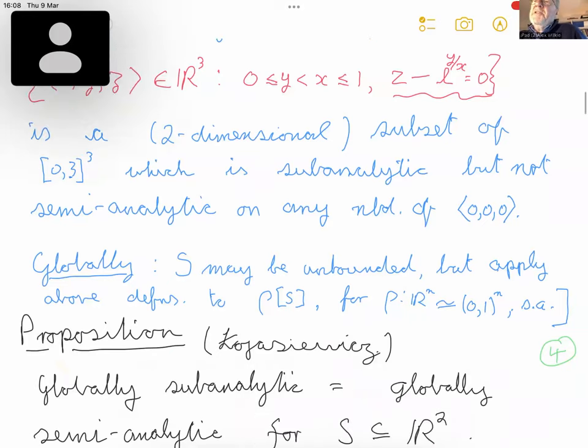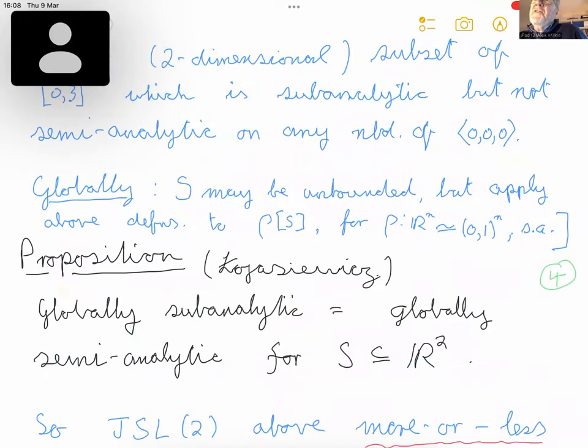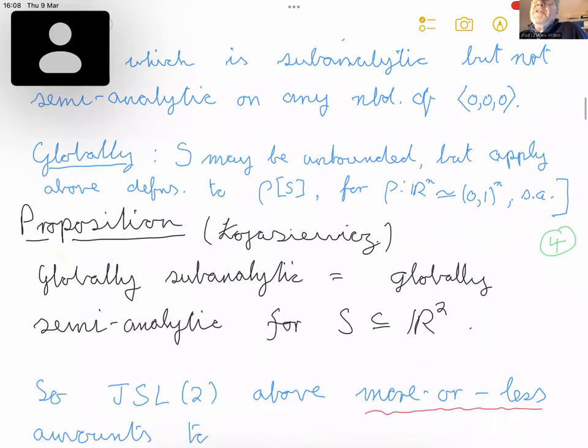Okay, that's semi- and sub-analytic sets. I just defined that for bounded sets, but we're interested in integer points on these sets, so obviously we need our sets to be unbounded for a non-trivial result. So we simply say that a set is globally semi-analytic or sub-analytic if the above definition applies to the image of the set under your favorite semi-algebraic bijection between R to the n and (0,1) to the n, with semi-algebraic inverse, and we ask for that image, which is now bounded, to be semi-algebraic, semi-analytic or sub-analytic. That's the definition of globally semi-analytic or sub-analytic.